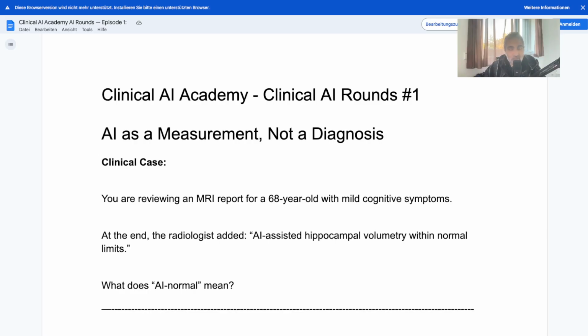And that data set is what defines normal. So the normal in this case is compared to a data set that the AI was trained on, so it is rarely universal. You have different scanner protocols, different demographics, different comorbidities, maybe patients taking different medications. All this affects this baseline data set. So when we see that something is within normal limits, the right question is: normal for whom and according to what? According to what data set?